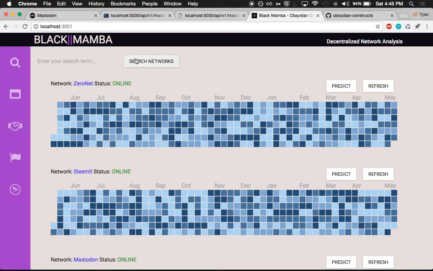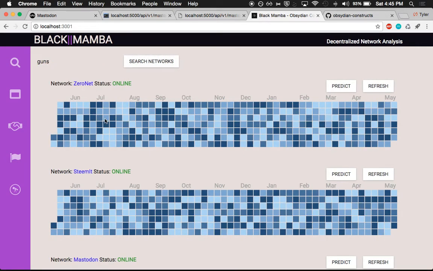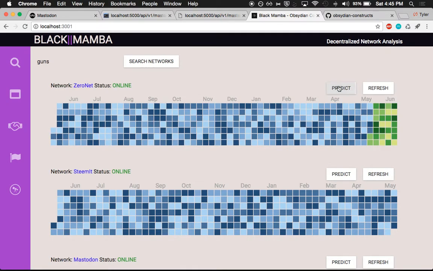So here is a conceptual tool which would allow us to search the variety of networks which we've plugged into for significant terms. Now we see that we have a time series of the occurrence of that term per day over a span of years or months over the past year. From this data, we would then predict what the likelihood of that term occurring on this network would be in the future.